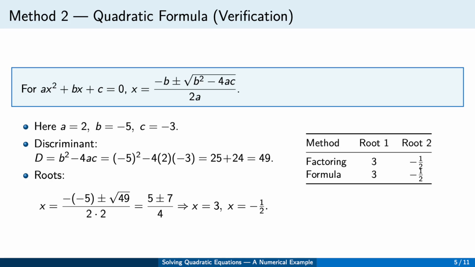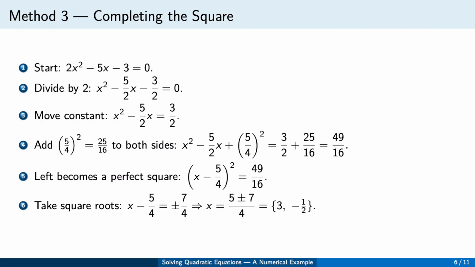On the comparison table, referring to row 1, column 1, the method reads factoring. Row 1, columns 2 and 3 show 3 and -1/2. Referring to row 2 for the formula, the entries match exactly. Lovely agreement. Completing the square step by step.